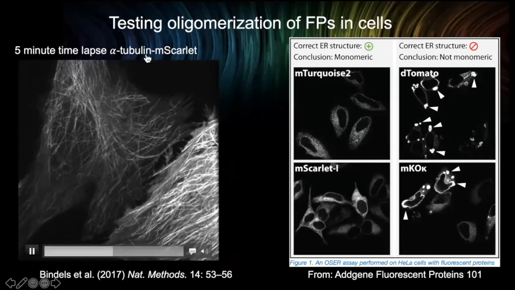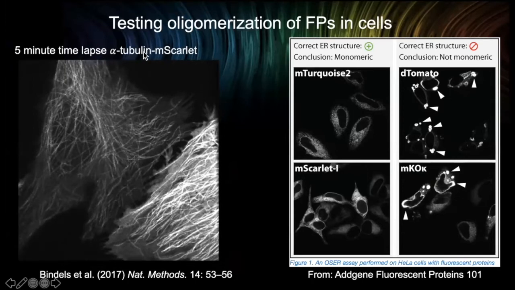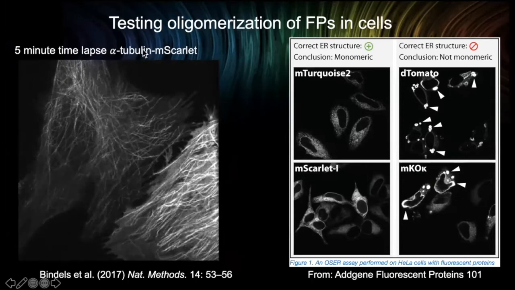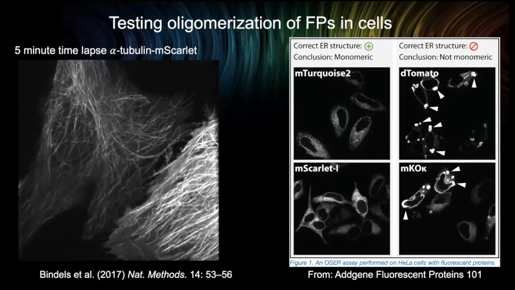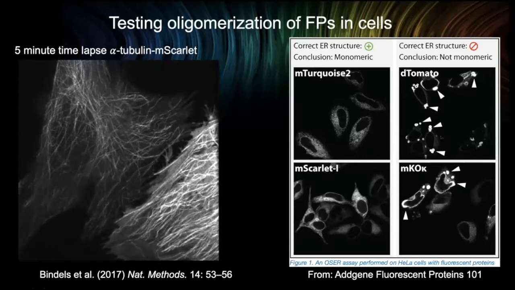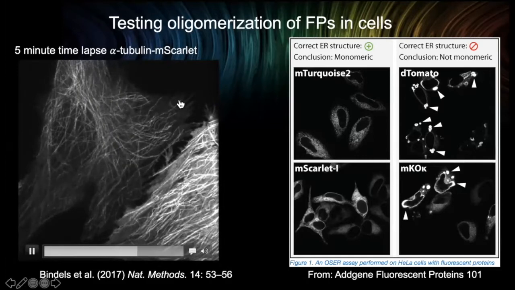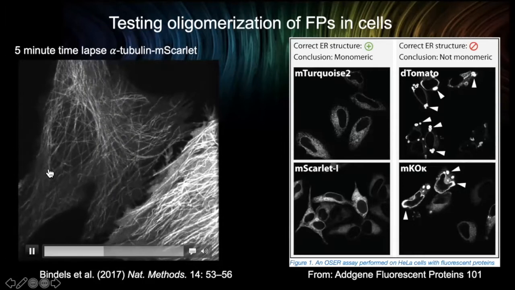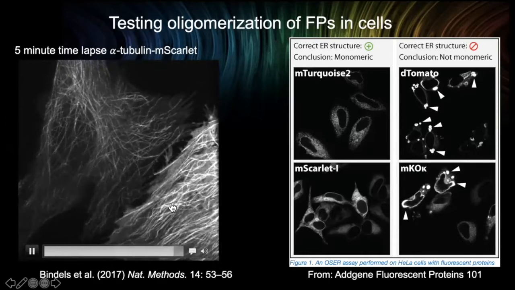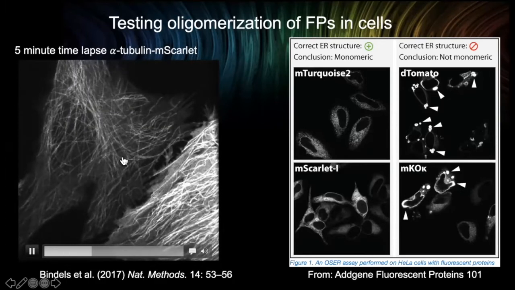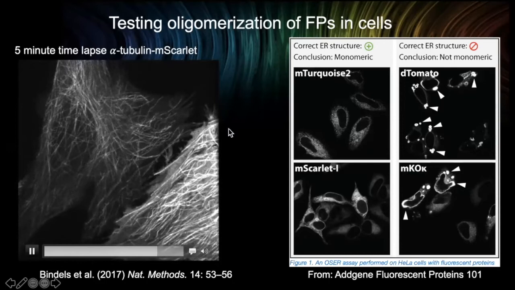A very good test of that is to fuse it straight to alpha tubulin, and this then incorporates into the microtubule lattice basically. And if there is a slight tendency for dimerization, it will screw up the microtubule, and then you will not be able to see microtubules at all. There's also some slight faint cytosolic fluorescence, and these are the alpha beta tubulin dimers that just float around. But you can clearly see individual microtubules growing and shrinking. So this is a very nice test, which you, for instance, will never see for dimer tomato or some slightly residually dimeric protein like TagRFP, for instance.